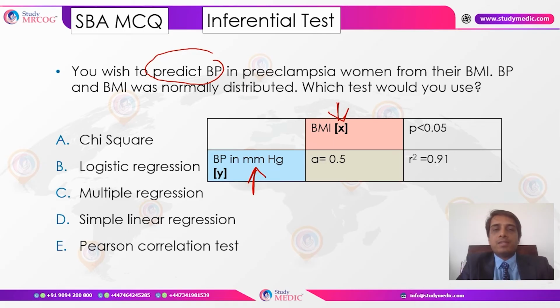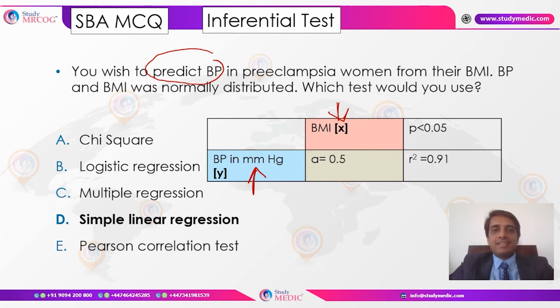That means we are predicting a continuous dependent variable BP from another single continuous independent predictor variable BMI. And these are normally distributed and linearly related. So which test are we going to use? Yes, right. It is simple linear regression.